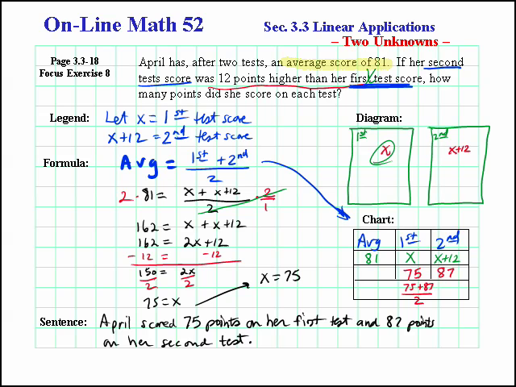Okay, there we go. And that's the third problem solved. That's focus exercise 8.